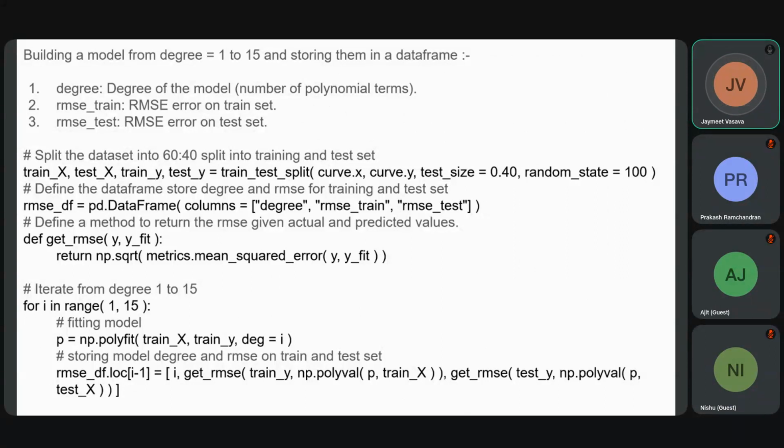and assigning the data frame the columns and their names, getting the value of the root mean square error for y and the y fit, and then looping through using a for loop from 1 to 15.